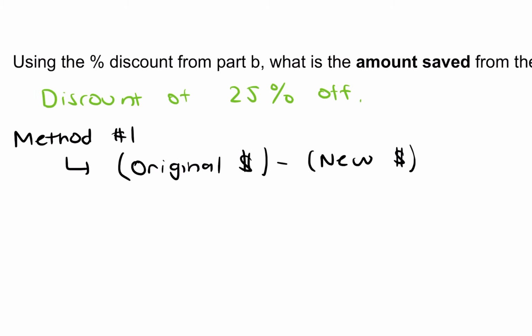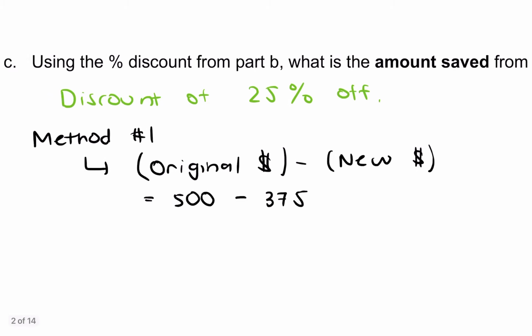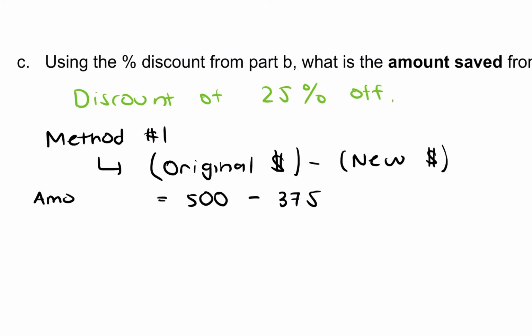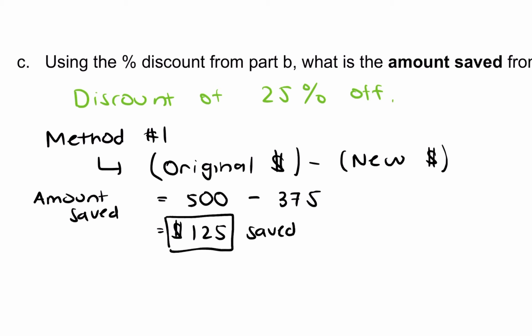So in this case, $500 was the original price, and the new price that we ended up having to pay was $375. This is to account for the amount saved. And what we end up with is $500 minus $375, which is $125 saved. So this for sure is what we wanted to know. This is the amount that you saved.